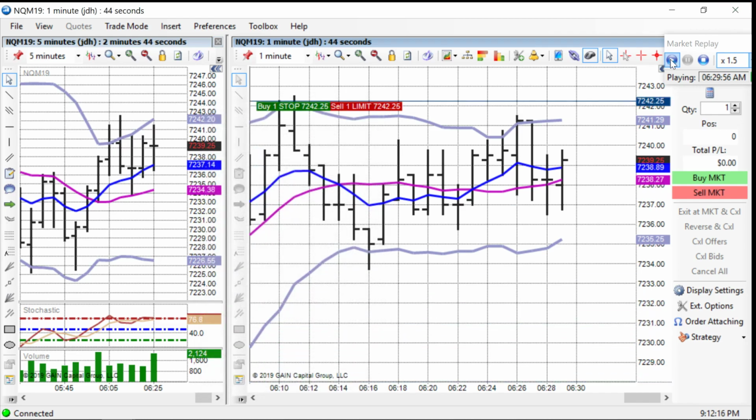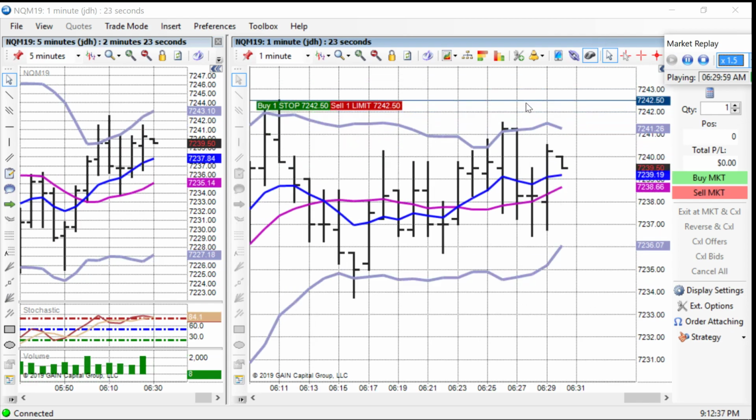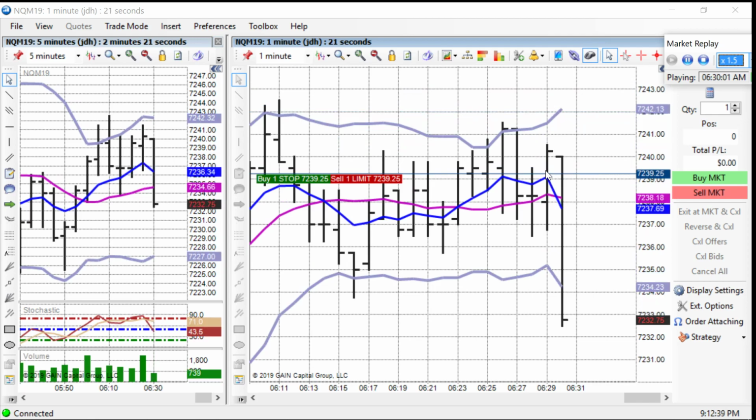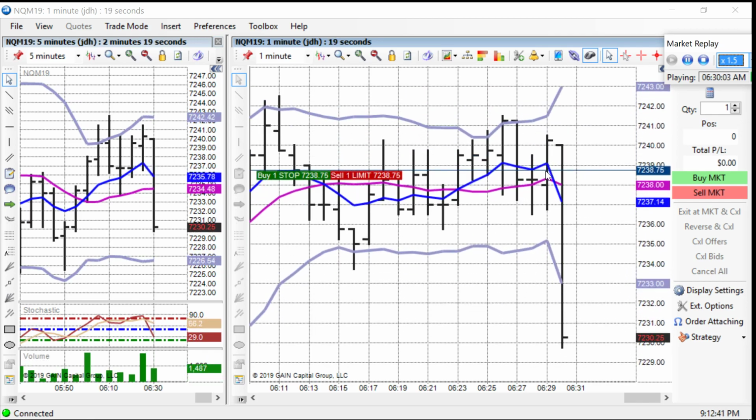So having said that, I'll get the market started here. I'm using Market Replay again, and we'll start at 6:29, which would be California time, Pacific time, as the U.S. market opens. As always, I'm looking for the first fractal to form.